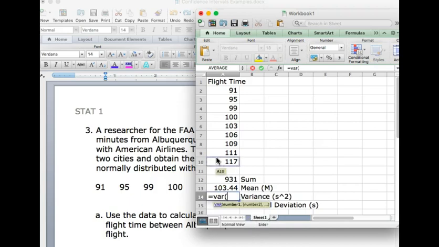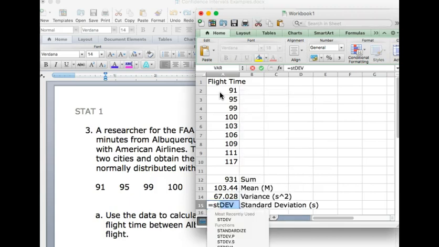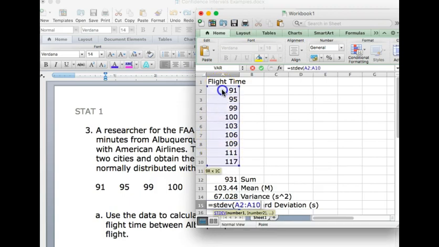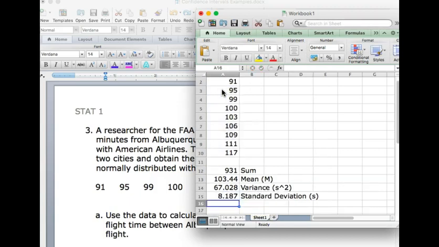VAR, open parentheses, highlight the 9 values, close parentheses, hit enter. Our sample variance is 67.028. And the standard deviation is equal ST DEV, open parentheses, highlight the 9 values, close parentheses, hit enter, and there we go.